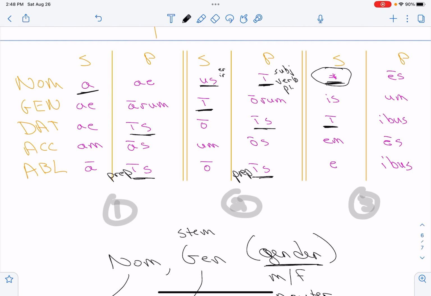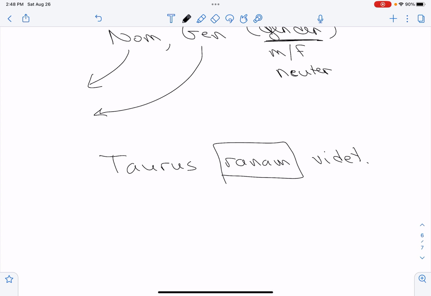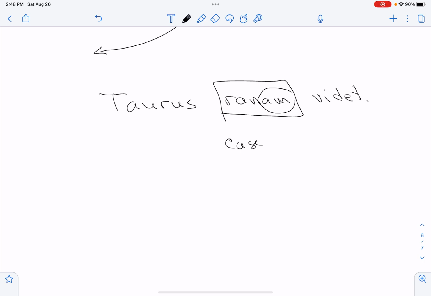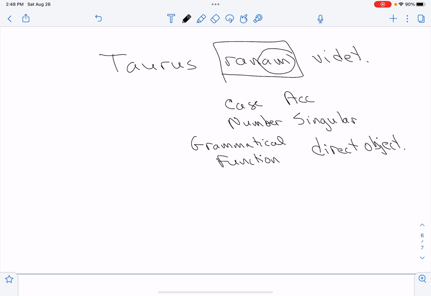In the context of a sentence, let's say we had our nice friendly sentence, Taurus ranam videt. I would ask my students, Ranam, what case is this? You can tell me right away an AM ending has to be accusative. I might ask what case and number, and you would say accusative singular. Or I might ask what the grammatical function is. Different teachers have different terms for this: some say function in sentence, some say role, grammatical role. So you'll have to figure out what your teacher is going to ask. But if I ask that, you would say the grammatical function is a direct object. We'll talk about some more examples in a second.